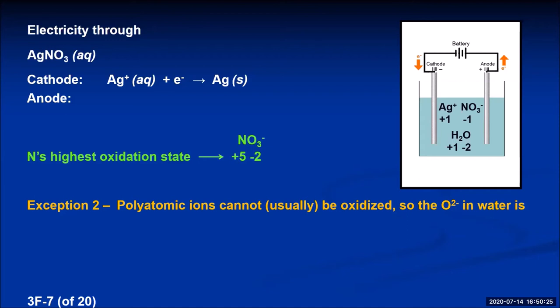So you have one exception for cations. The only cations that don't get reduced are the ones that blow up in water. And now you have one exception for anions. The only anions that don't get oxidized are polyatomic ions. And the reason is what we pointed out here. Probably the element in that polyatomic ion is in its highest oxidation state. It can't go any higher. So the only thing that winds up going higher is the oxygen in water. So the water molecules will have their oxygens turn into O2, release the four hydrogen ions, and then four electrons to balance that anode half reaction.